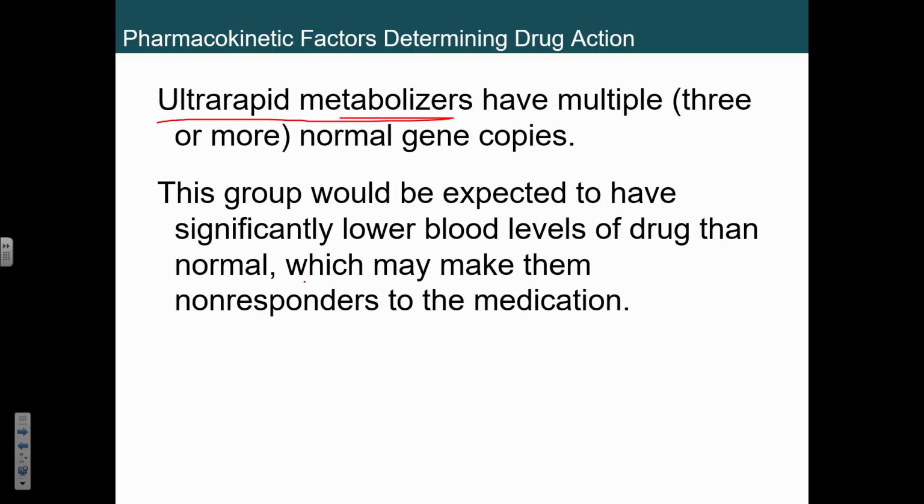So these folks are often non-responders, right? So you might just be pumping somebody full of drug and it's like, man, that's not really doing anything for me. And it varies from person to person. And then there are people who can just smell a drug and they're like out of it.